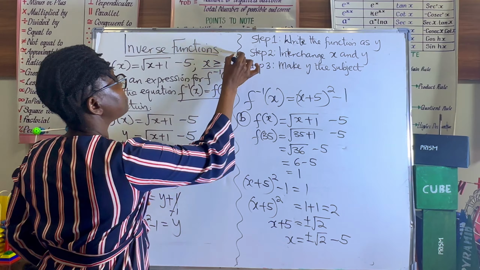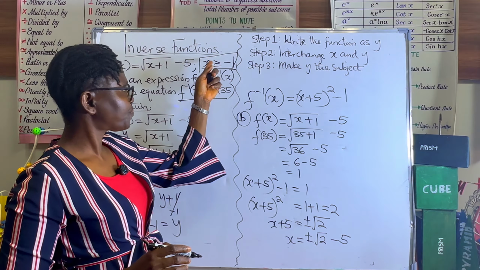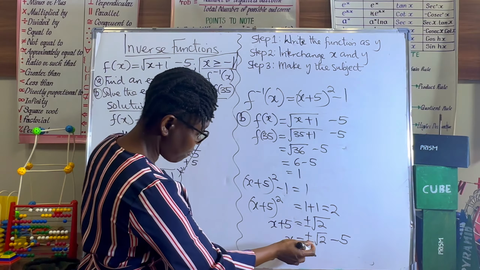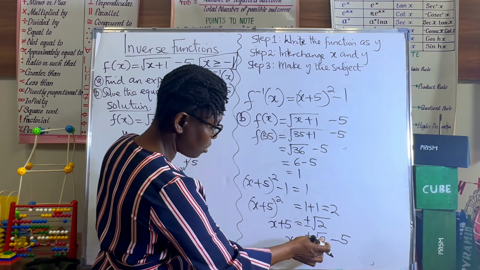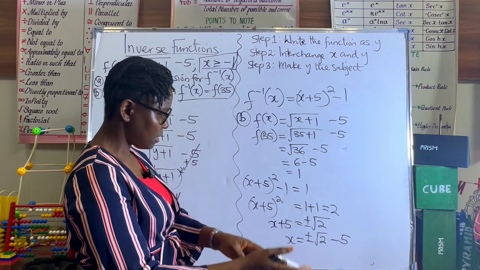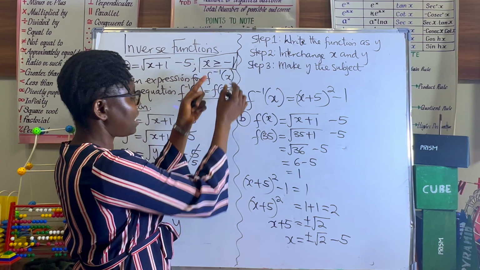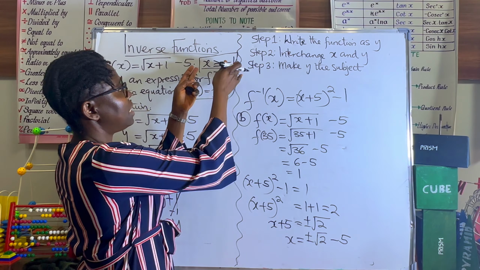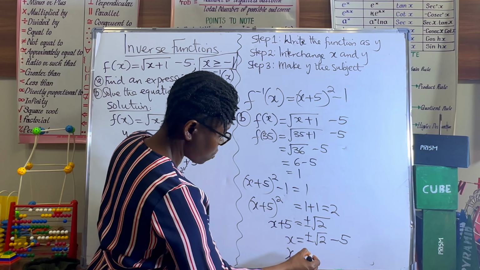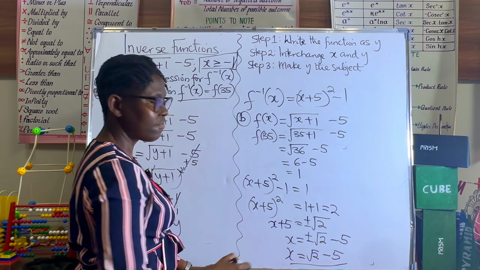Why? Because my values of x here given should be greater than or equal to -1. So if I do plus or minus the square root of 2 minus 5, I'll be having x is equal to plus root 2 minus 5, or x is equal to minus root 2 minus 5. So that minus root 2 minus 5 will not be within the limits that were given. Therefore, the only solution we have would be plus root 2 minus 5. Simple.